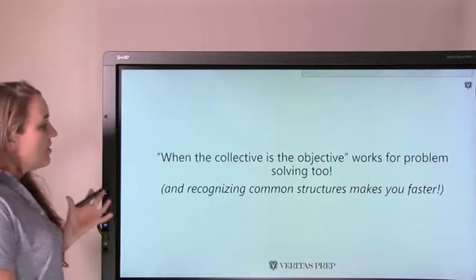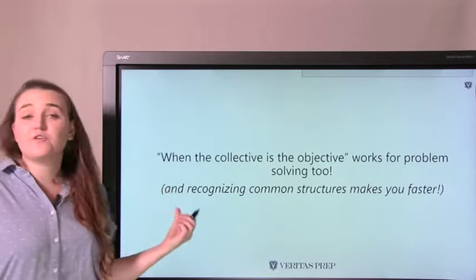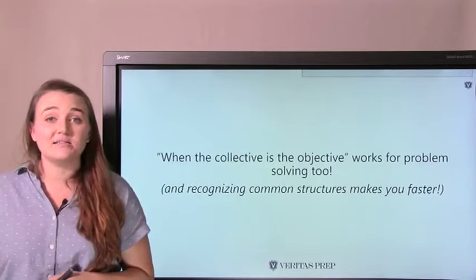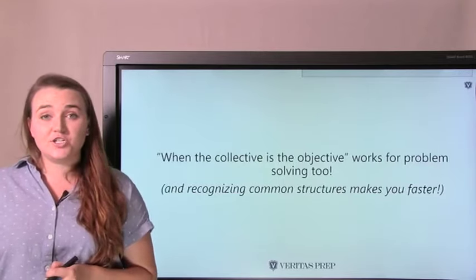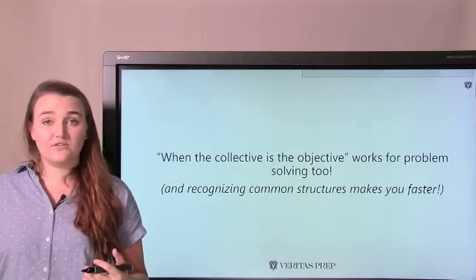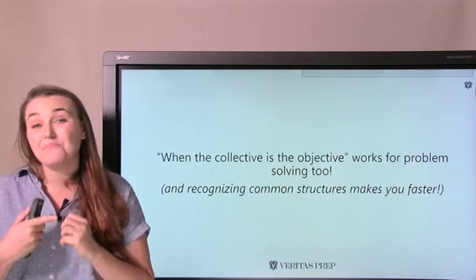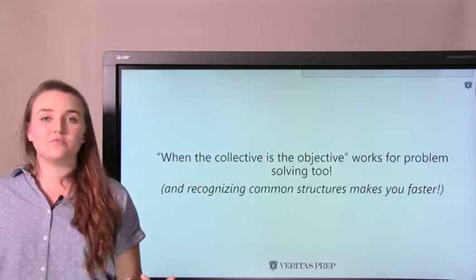And so we want to note here that when the collective is the objective, it does work for problem solving. And admittedly, yes, it won't always be the most efficient path through the answer. In some cases, it will flat out be easier to solve individually. In others, solving for the collective cuts down on a number of steps and may, in some cases, be the only way to route through things.